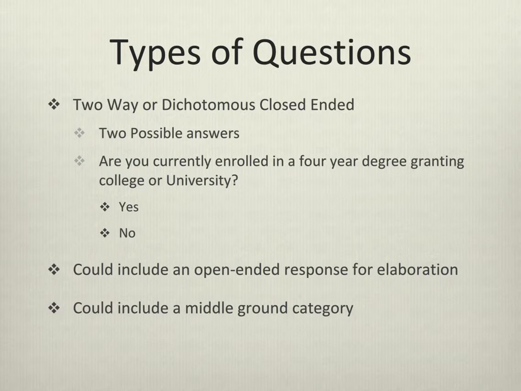Some questions are dichotomous closed-ended questions, meaning you only have two possible answer choices: yes or no, present or absent, something like that. Sometimes you'll see people include a middle ground category. It's still a similar type of question and used in similar types of analysis.